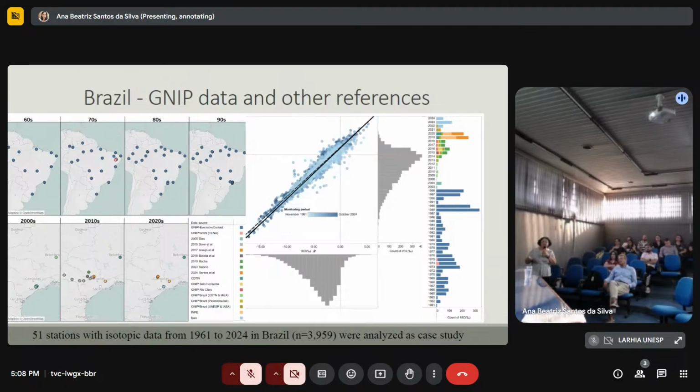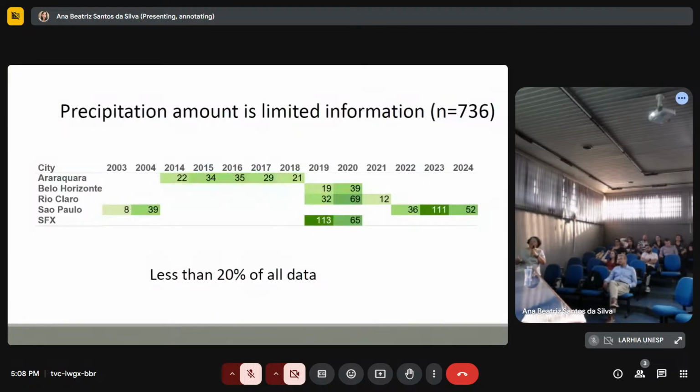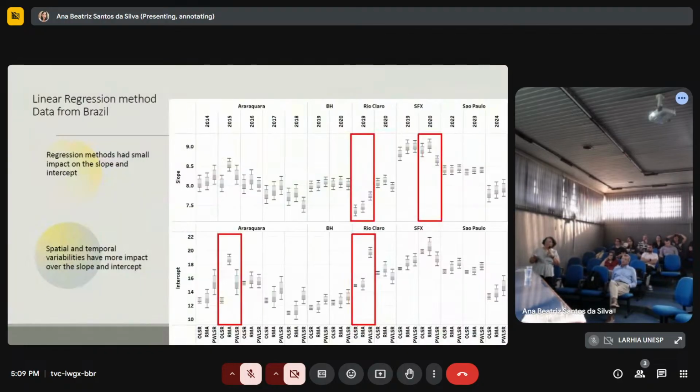What we have is 51 stations, with data from 1961 to 2024. That's the coverage, and that's the information we have about precipitation amounts. So less than 20% of all isotopic data comes together with precipitation amounts. That's the coverage we have for precipitation-weighted regression to assess the local meteoric water line.